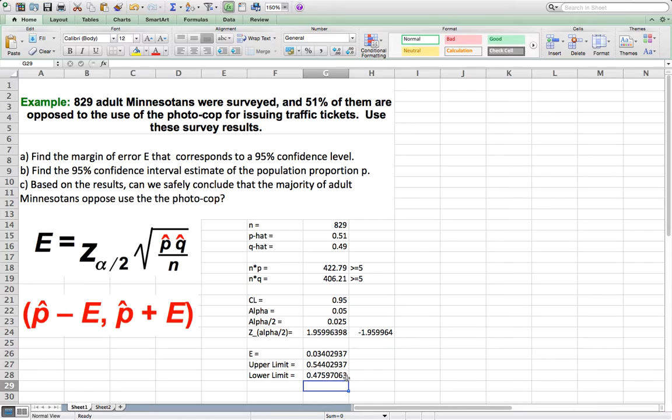So we say the confidence interval, if you want to type it, is from 0.47597 to 0.54403. Okay, that's your confidence interval. Now, after you have this confidence interval, what can you say about the result?